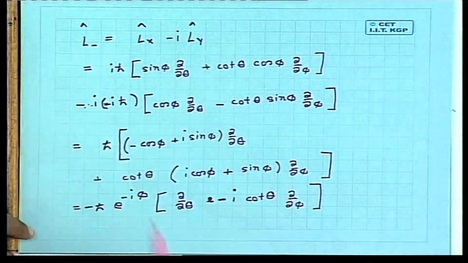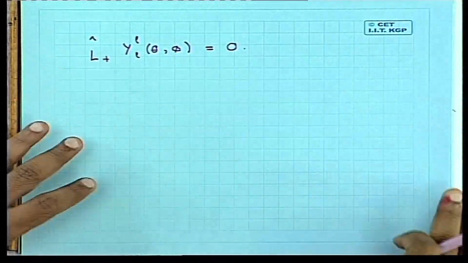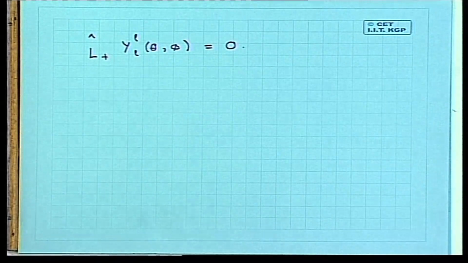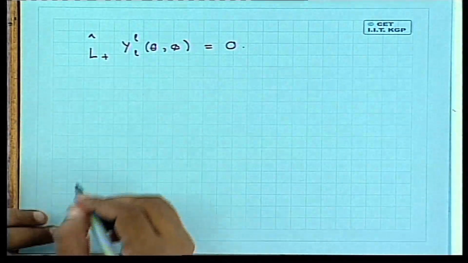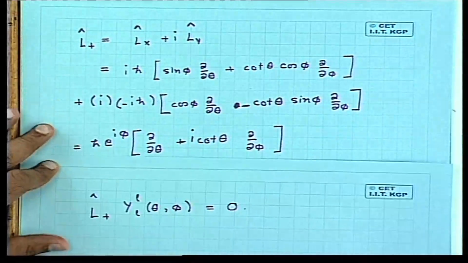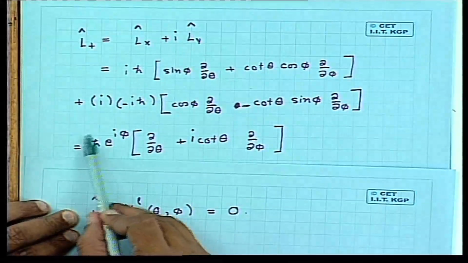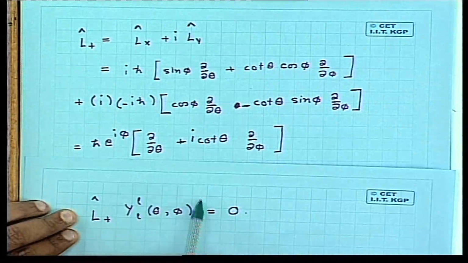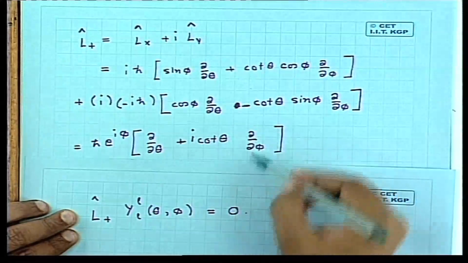So we have obtained both L plus and L minus in the spherical polar coordinate system, and now let us go back to the equation which we had set out to solve, which is this. So we see that the equation which Y_LL has to satisfy is, L plus is over here. So this operator, when it acts on this, should give us 0.